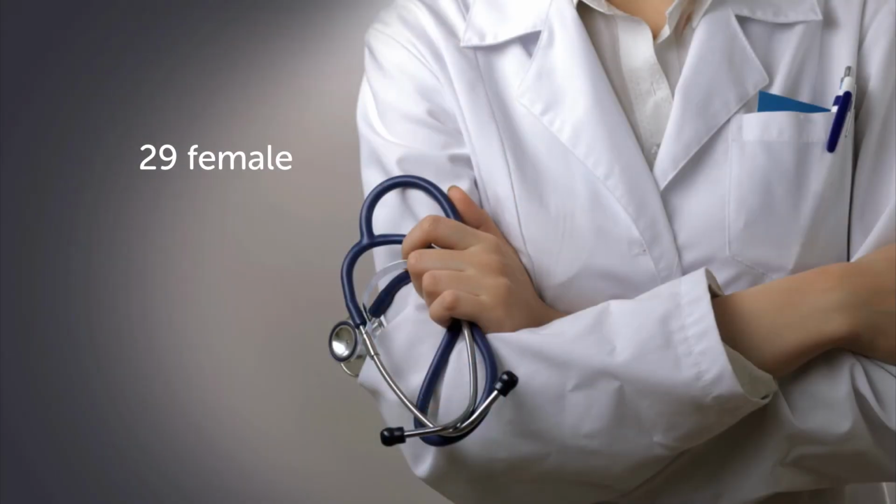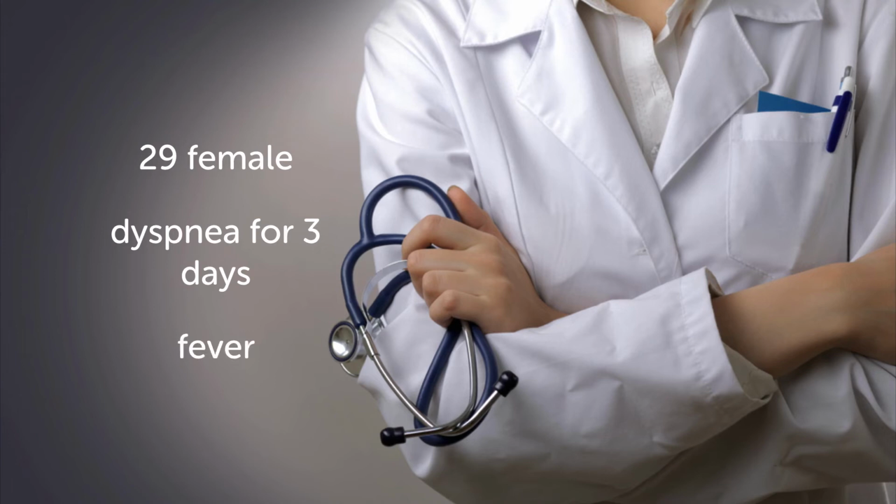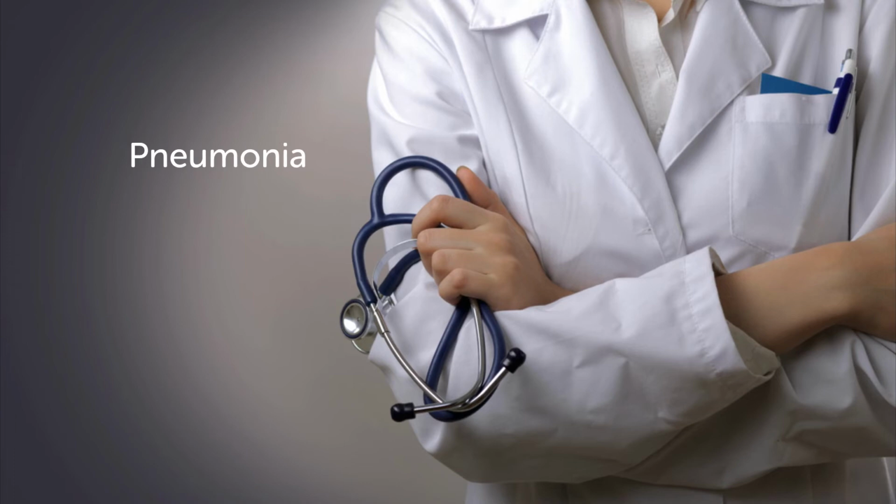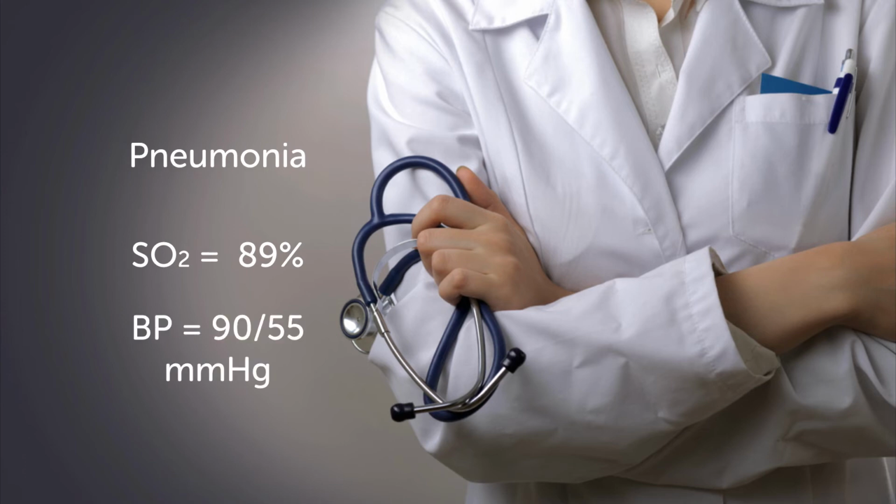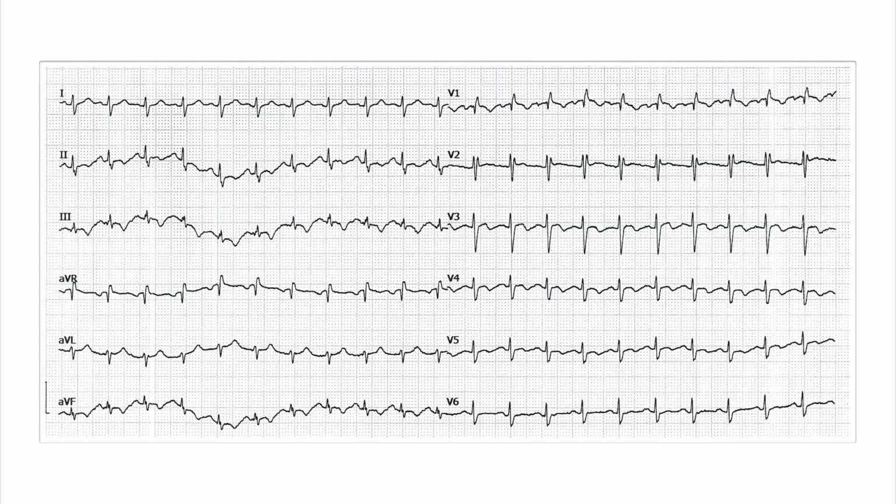Now, in conclusion, we want to show you one last case that I think is very important, especially if you work in an emergency setting. So, a 29-year-old female who has dyspnea for 3 days and fever. She's diagnosed with pneumonia. Her oxygen saturation is 89% and blood pressure is 90 over 55 millimeters of mercury.